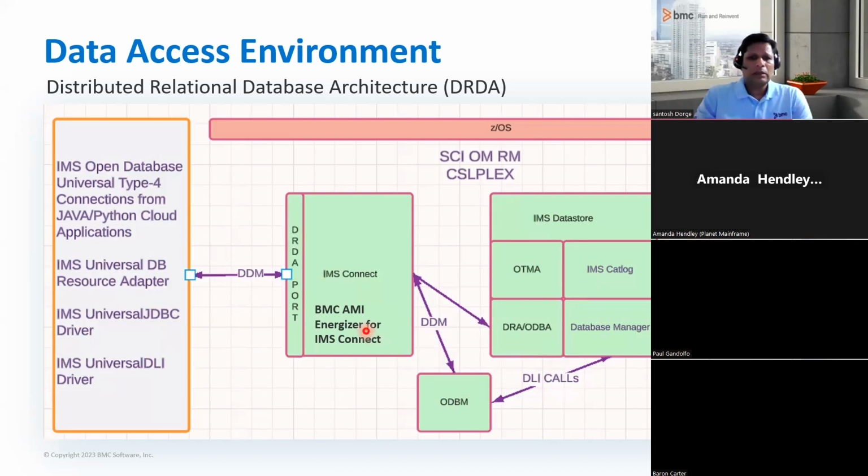So here, when the message comes from the open system application, it is in the format of DDM commands, and then it goes as DDM commands to the ODBM, and ODBM converts it to the DLI calls. Then these DLI calls are served by the database manager to access the information stored in the online database and return that information back to the client.